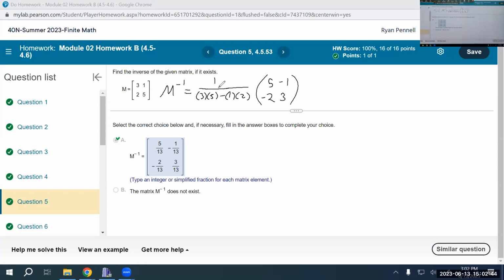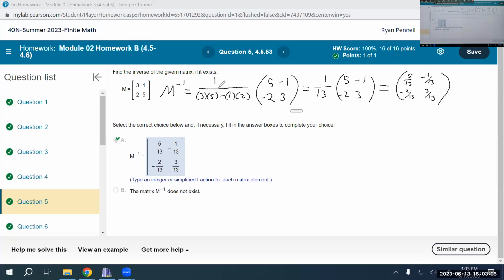No row reducing necessary, just have to memorize the formula. That's 1/13, because 15 minus 2 is 13, times the matrix 5, -1, -2, 3. So 5/13, -1/13, -2/13, 3/13. The formula is a lot easier, but it's only for 2 by 2. It doesn't help us with 3 by 3 or 4 by 4.